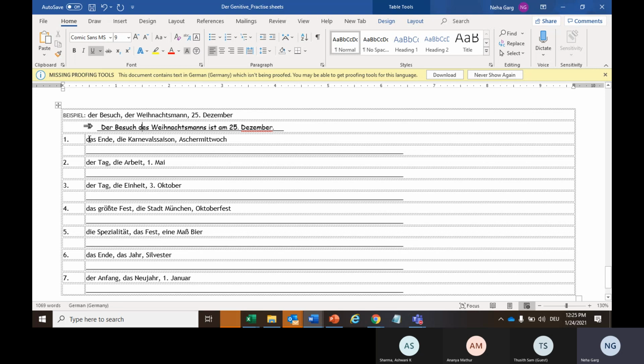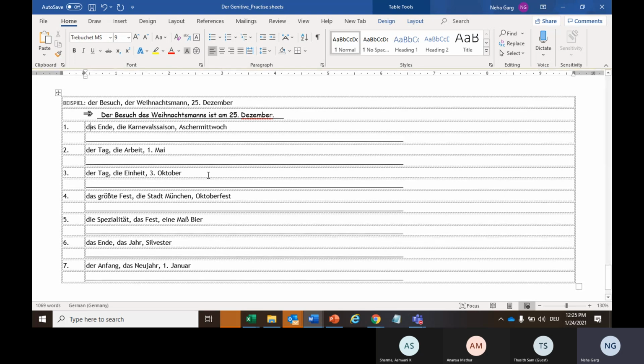Similarly, there are more examples given, some individual words. Just try to make some sensible sentence using genitive out of these words. Verstanden? Yeah. Okay.